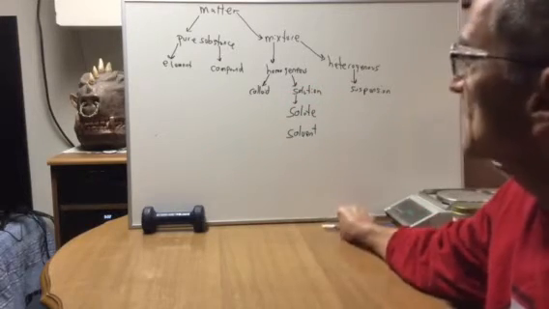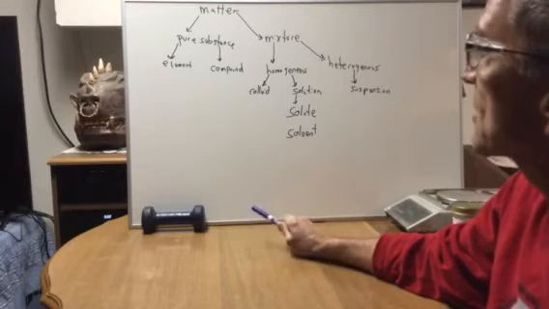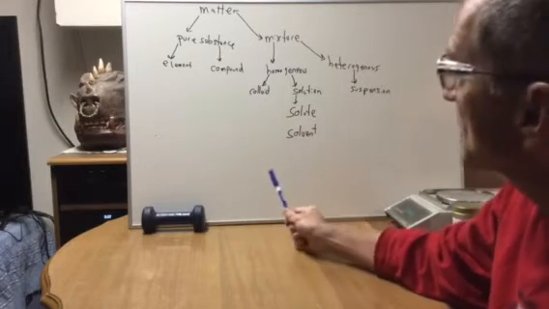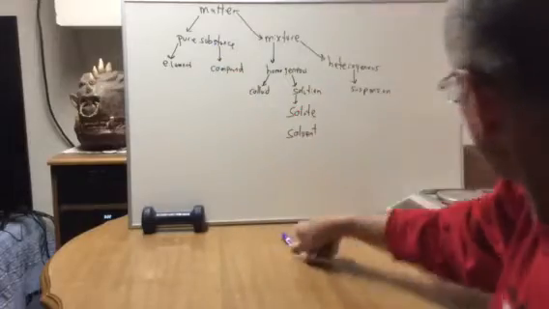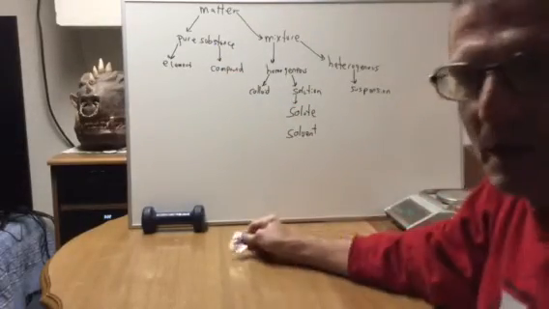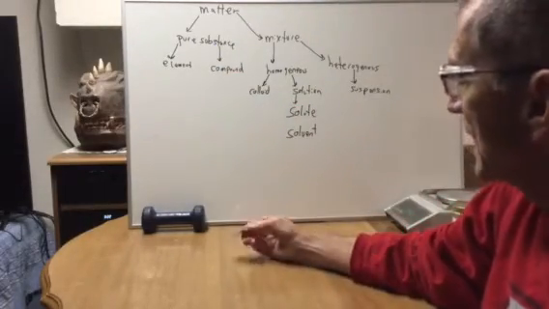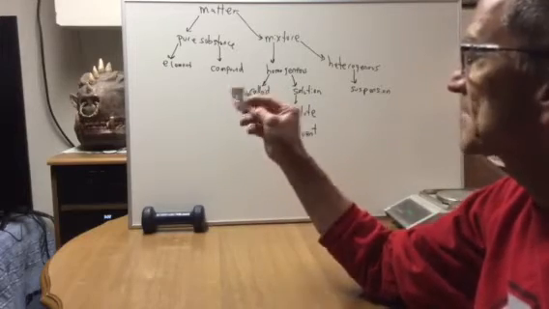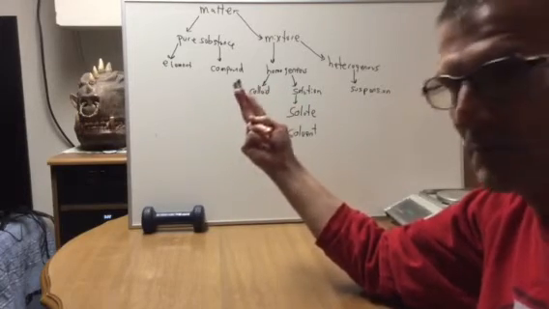The main thing we're looking at in this chapter is matter. And matter can be broken into two main areas. First is pure substance, and the first one of that is an element. Elements are what's on the periodic table. The only thing I had in hand is aluminum, so aluminum foil. So this is an example of an element.